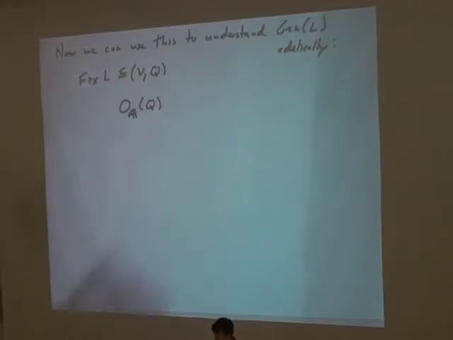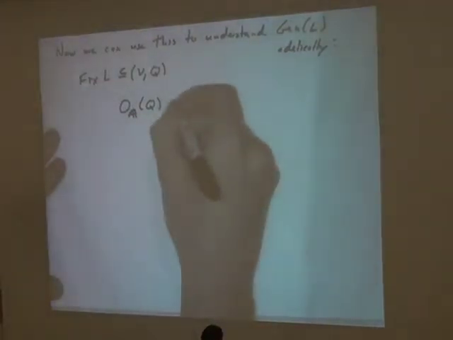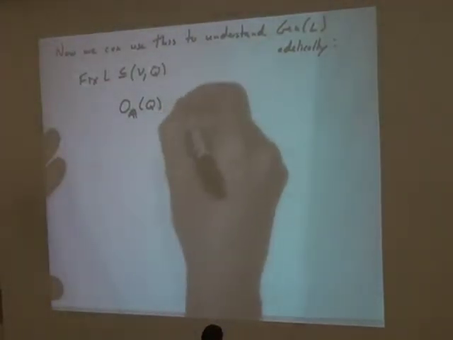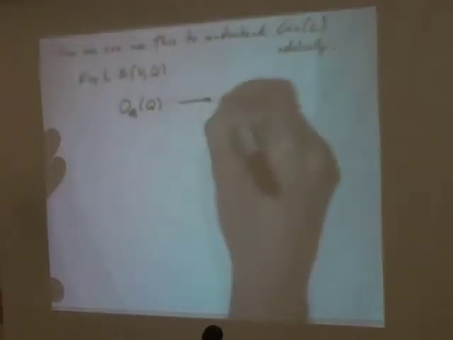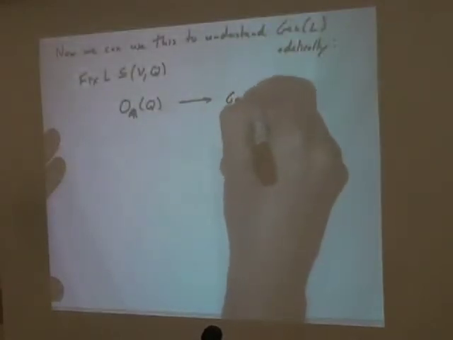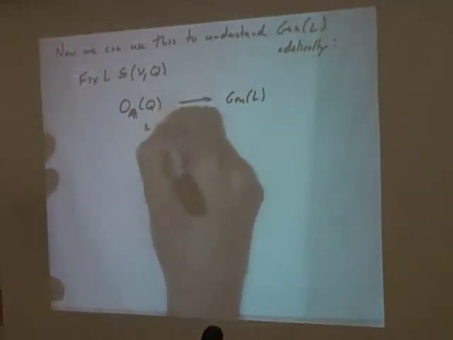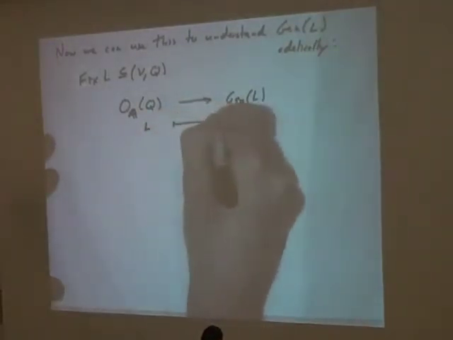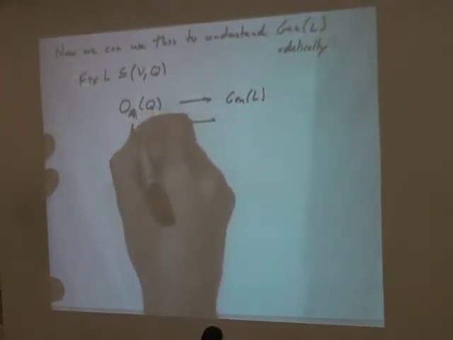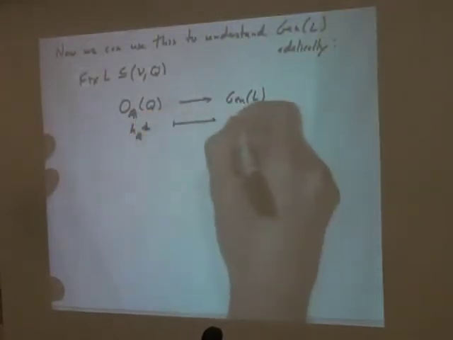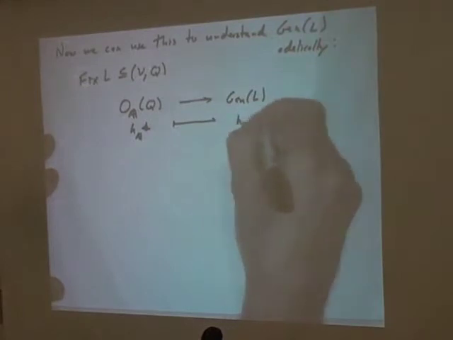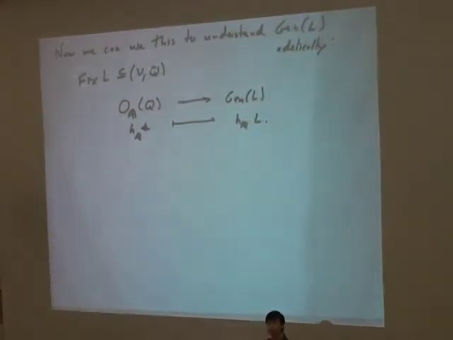Okay? So I claim that this is going to take L to something in the genus of L. This is by taking h_A and sending it to h_A times L. This is going to vary over all lattices in the space which are locally equivalent to this one.